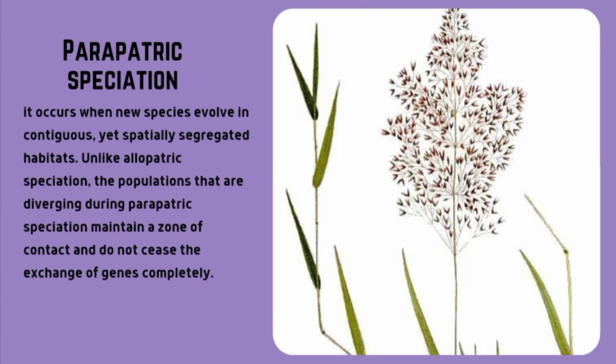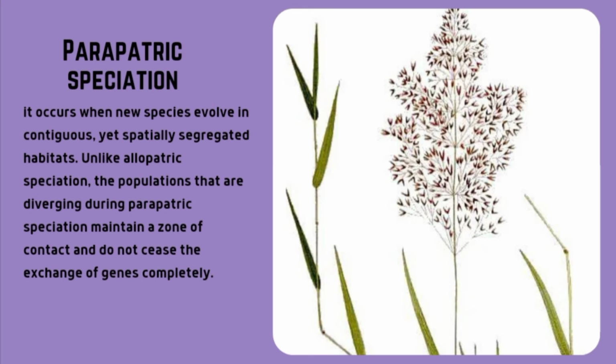Number 2 is parapatric speciation. Para or beside, it occurs when a new species evolves into contiguous yet spatially segregated habitats. Unlike allopatric speciation, the populations that are diverging during parapatric speciation maintain a zone of contact and do not cease the exchange of genes completely.